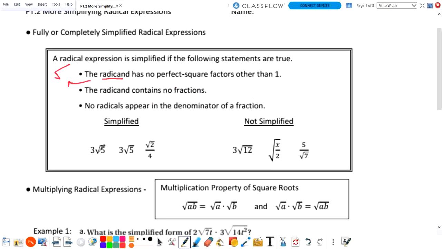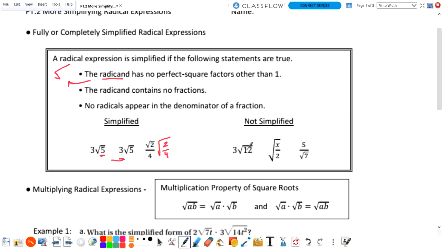Okay, so these are some examples of simplified. 3 square root of 5, so this 5 cannot be simplified. This is the same thing. And then the square root of 2 over 4. As long as the actual square root symbol is not over the whole fraction, then this is correct. But see how this one has it over both, not simplified.